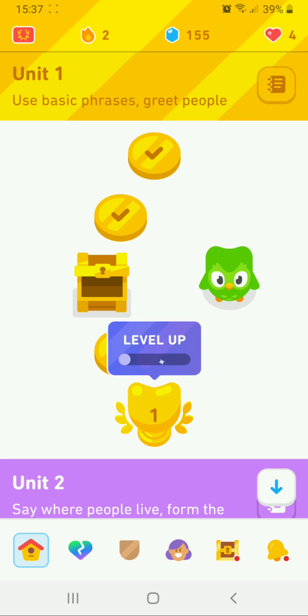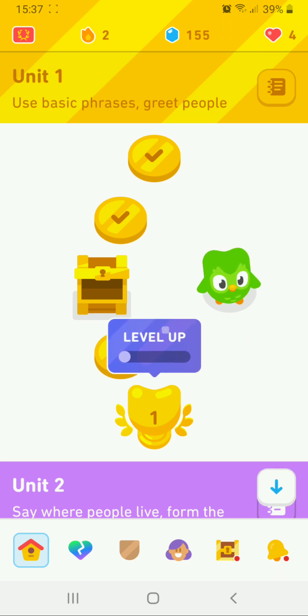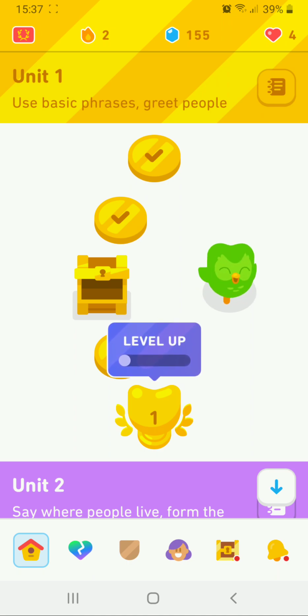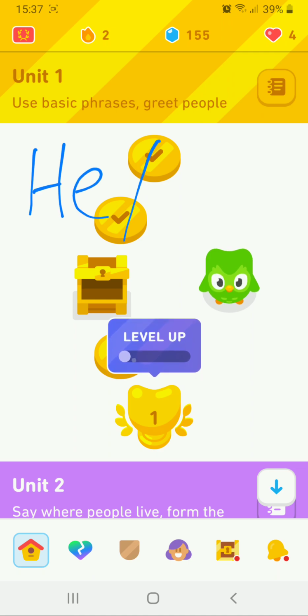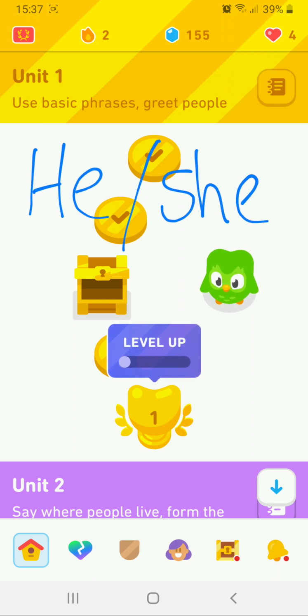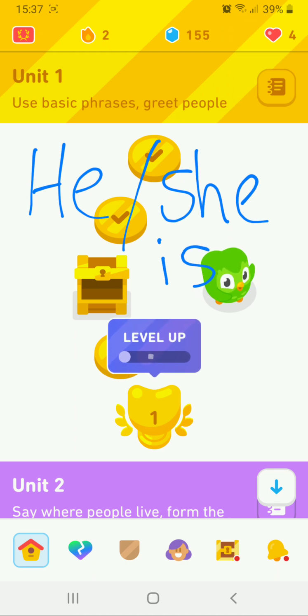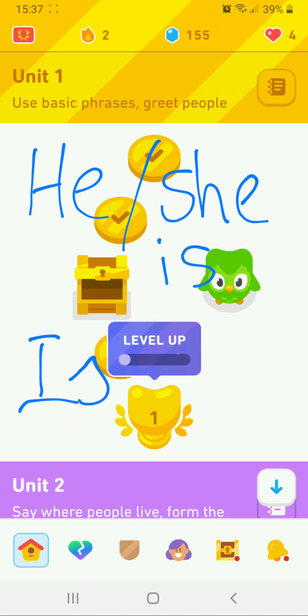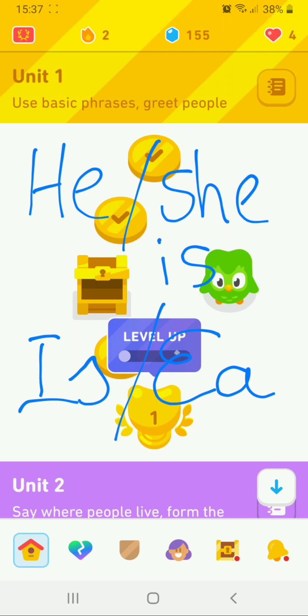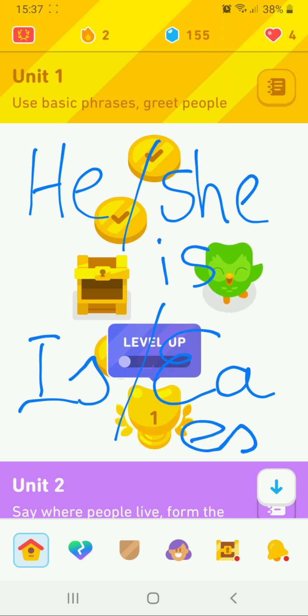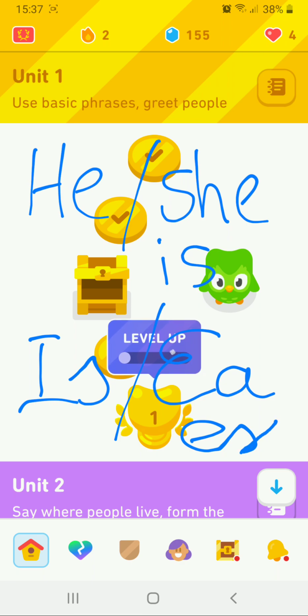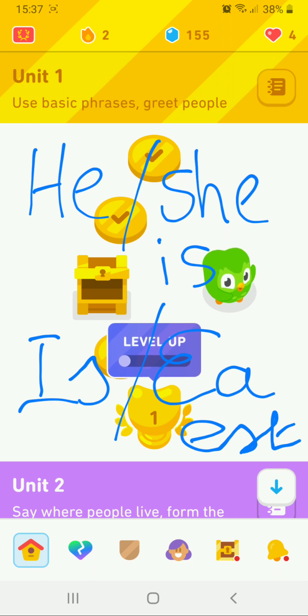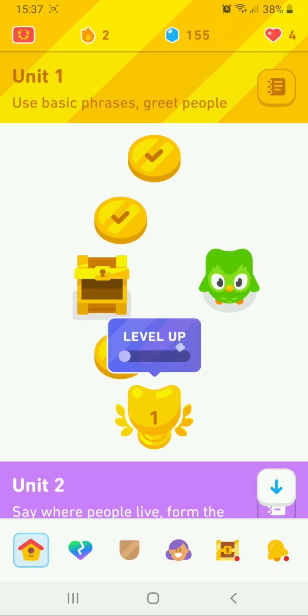What else do we know? We also know that he is and she is, they are both similar, just like in English. So you have he, she, is. You will have est. Yeah, est.